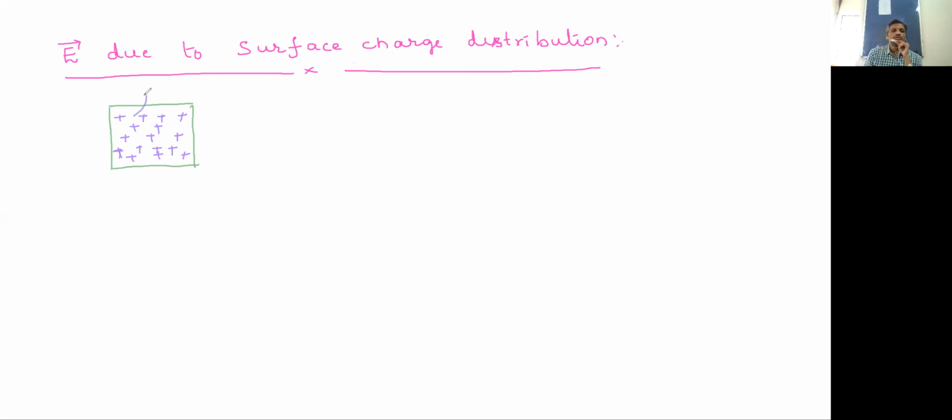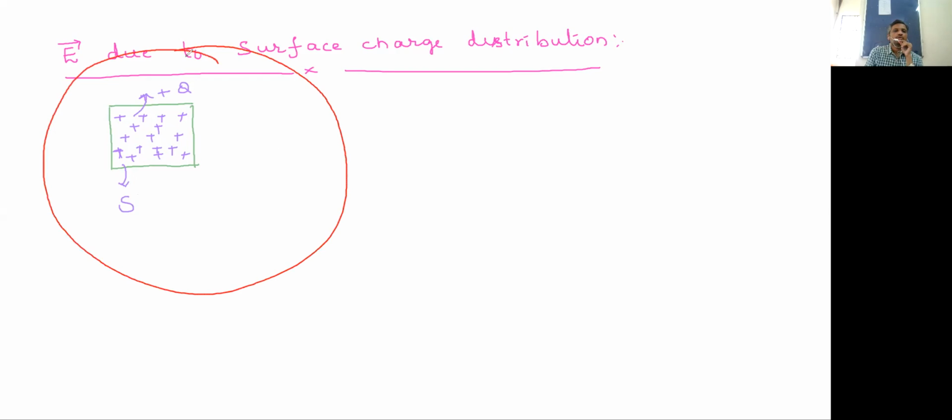The total charge on this is, let's say, plus q, and its surface area is s. And you have a very strong electrostatic field around this. Suppose you want to find the electric field intensity. But you cannot directly get the electric field intensity with this entire sheet of charge.